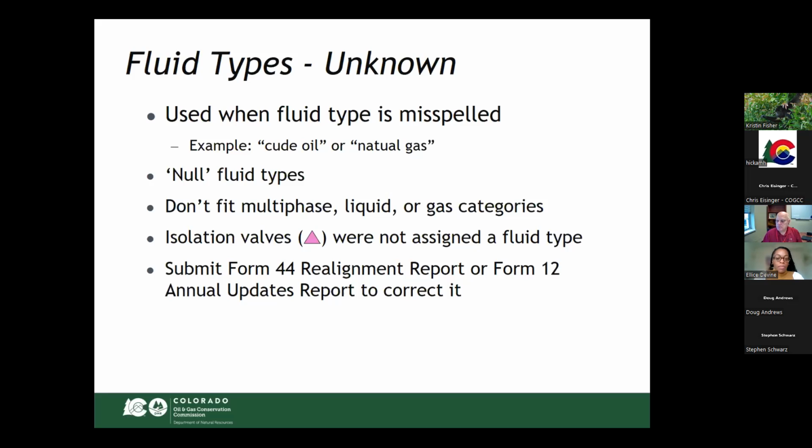But don't worry, if anything's amiss in your data set, if anything is incorrectly classified, that can be fixed. All we need you to do is to submit a Form 44 realignment report for those flow line systems, application flow lines, crude oil transfer lines, produced water transfer systems, or a Form 12 annual updates report for the PUC regulated gas gathering lines. And that's how we can correct those issues. If there's anything else, if there appear to be flow lines that are missing or segments that are missing, please contact the integrity group and we can work something out to get that data into our system.